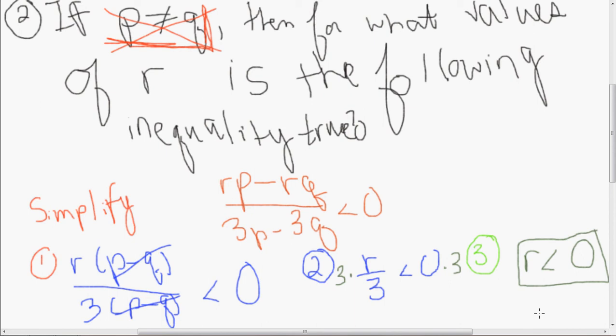So these are the two problems that I wanted to show everyone in terms of the restrictions, algebraic problems on the test, on the ACT test.